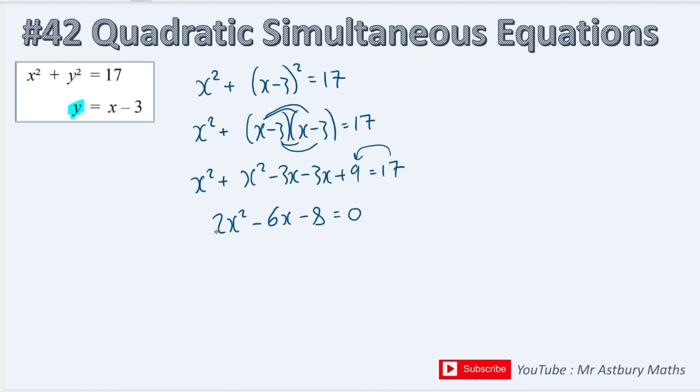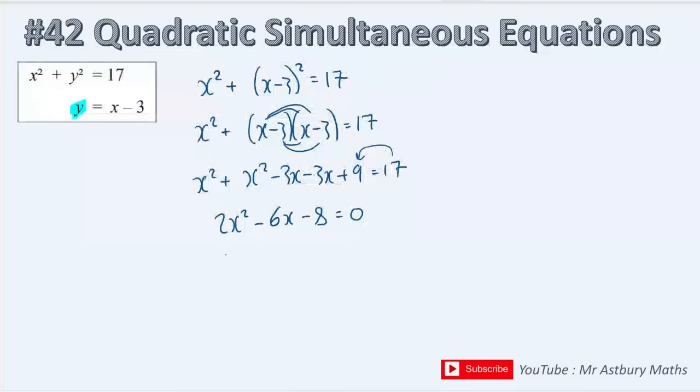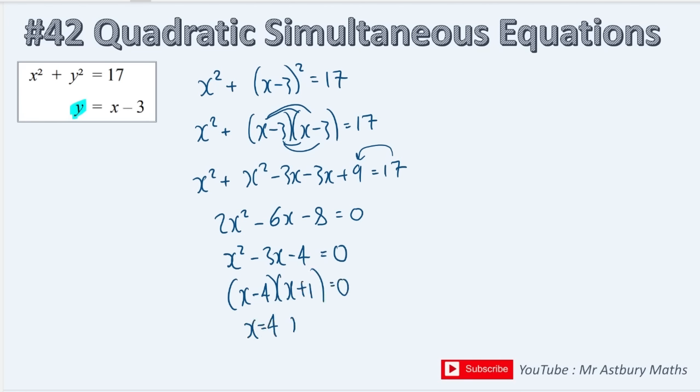Now, if you can spot it, you can see that there's a factor in your quadratic when it's equal to 0, then you can divide through by that factor. x squared minus 3x minus 4 is much easier to factorize. This gives me x minus 4 and x plus 1, which tells me that x equals 4 and x equals minus 1.